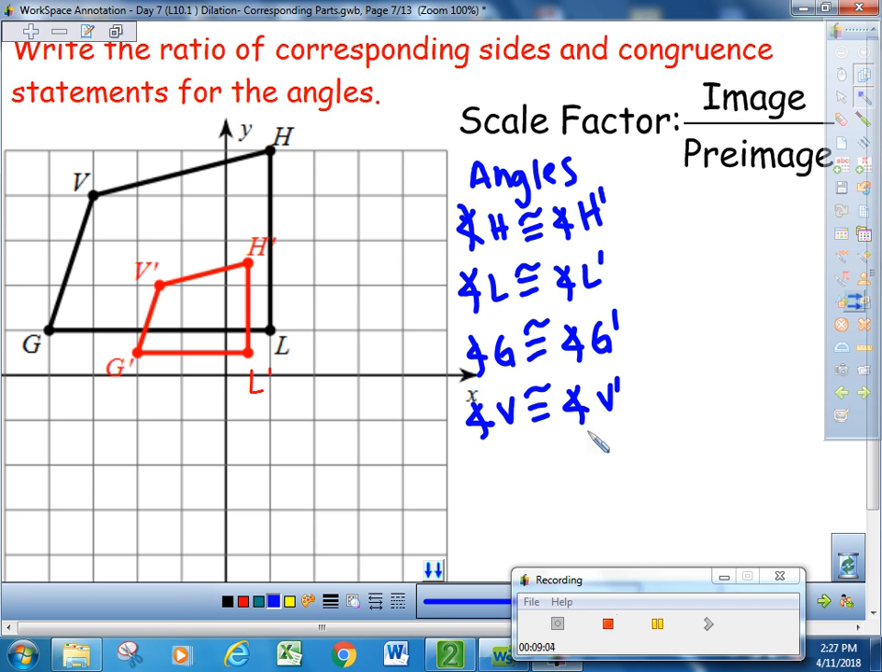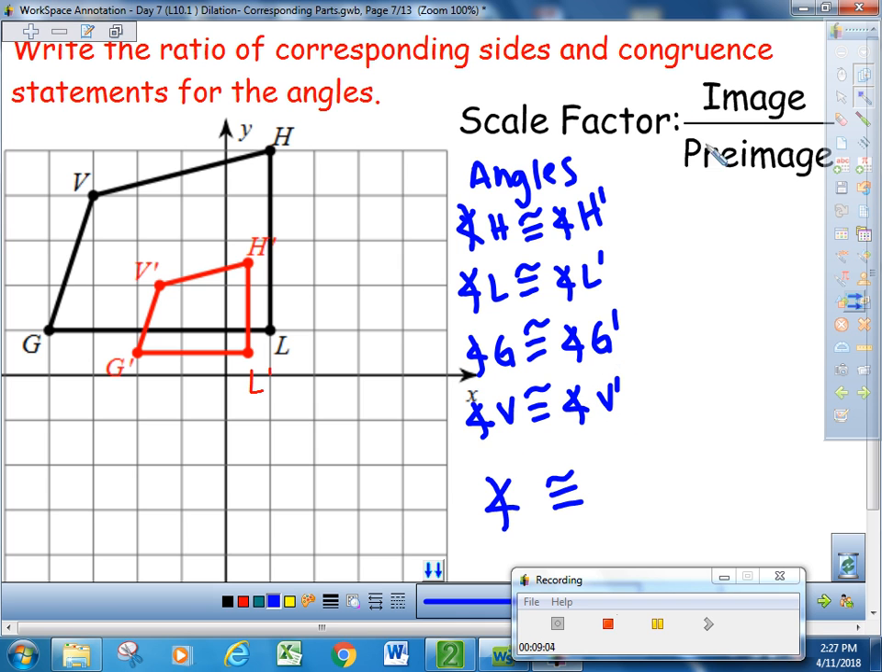So as you noticed, I used this symbol, that means angle, and this symbol, an equal sign with a little squiggly on top, that means congruent. So those are the 2 symbols that you will use with the letters.